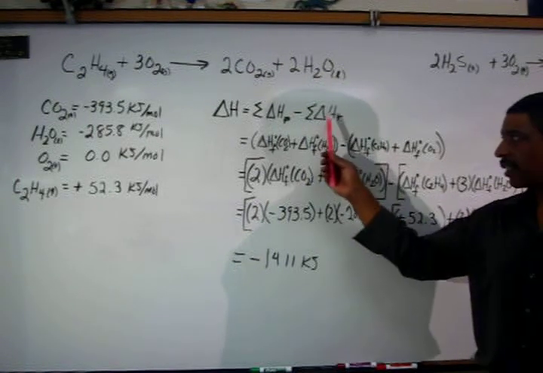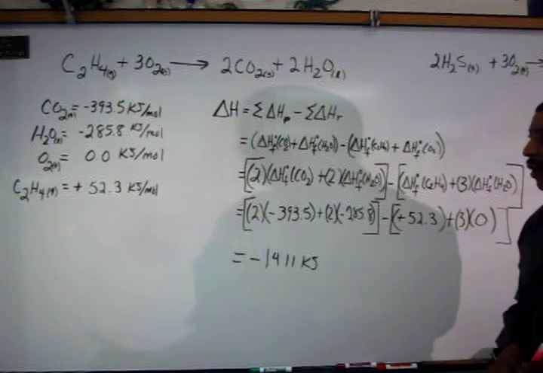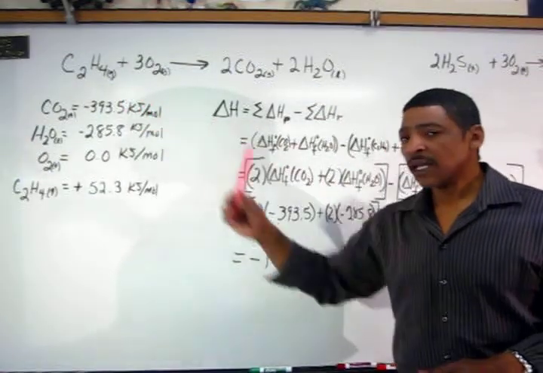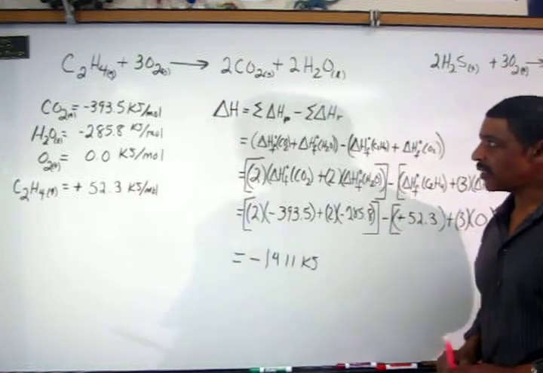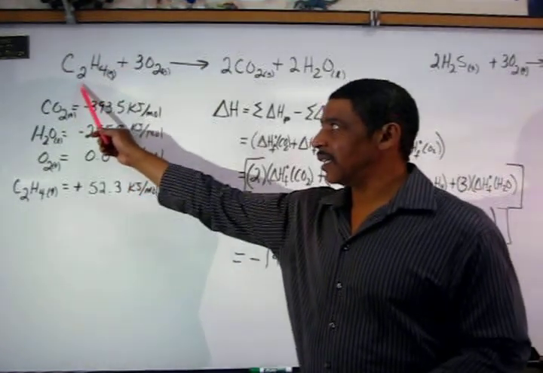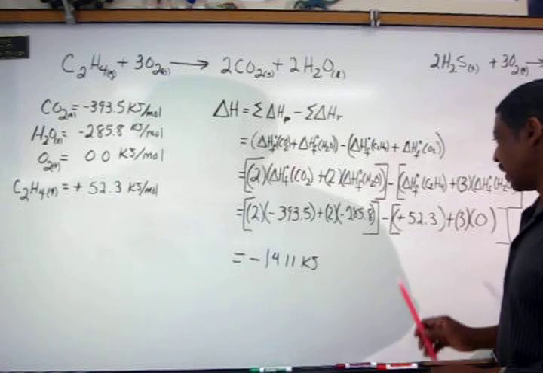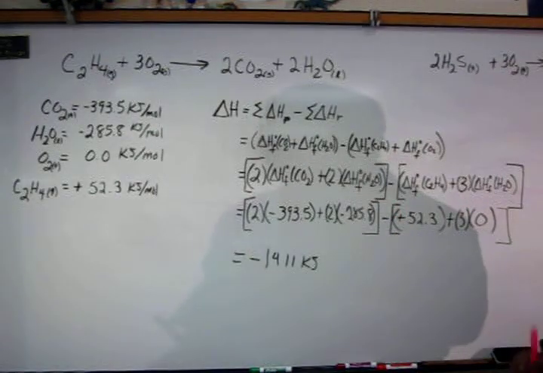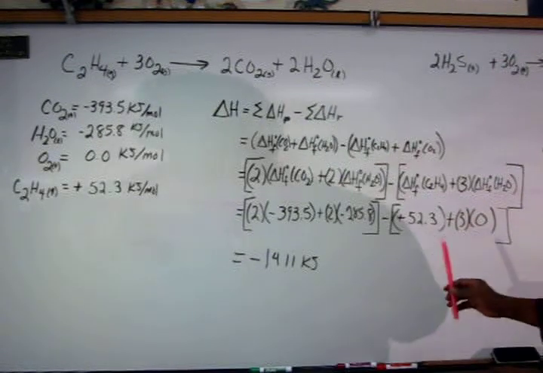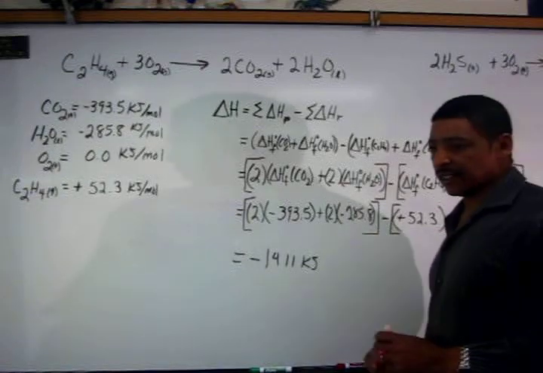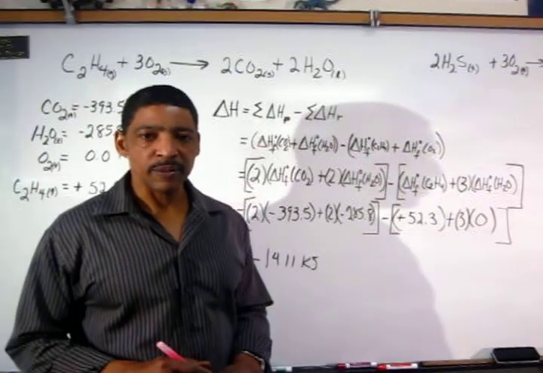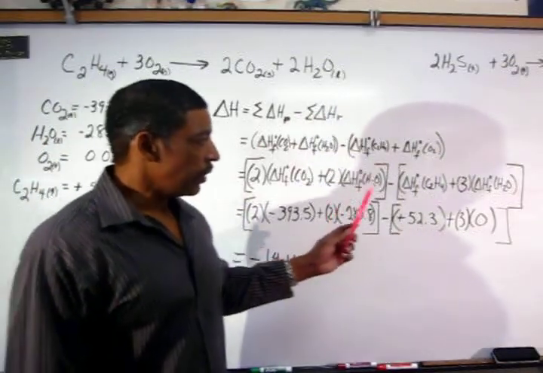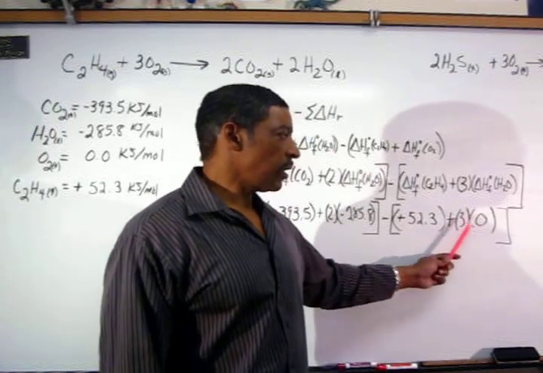From that, subtract the heats of formation of the reactants, where the heat of formation of ethene was found to be a positive 52.3. Since the coefficient associated with ethene in the balanced equation is 1, then assume that a 1 has been written in front of this expression. The heat of formation of any element is 0. So although there are 3 moles of oxygen gas consumed during the reaction, the heat of formation is written simply as 0.